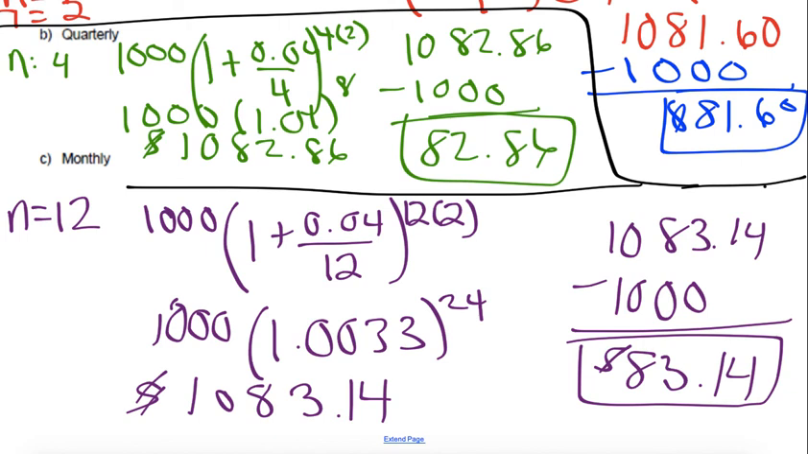So the more compounding periods you have, the more money you're going to earn, because it's compounding interest more regularly.